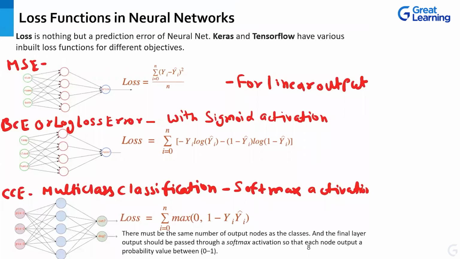BCE, binary cross entropy. This is the same as logistic regression output. If you remember the log loss, it's also called the log loss error, right? Most of you would be familiar with this: minus y log of y hat minus one minus y, log of one minus y hat. It's the same thing. This is used with sigmoid activation.